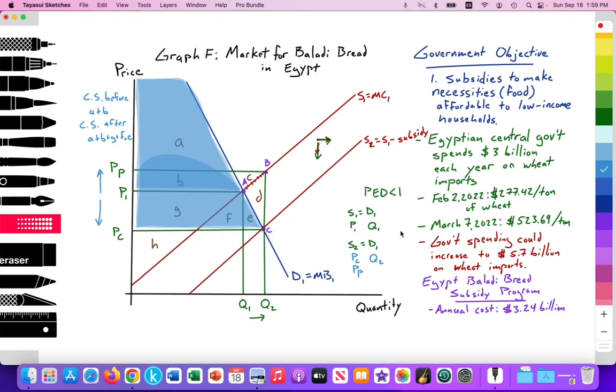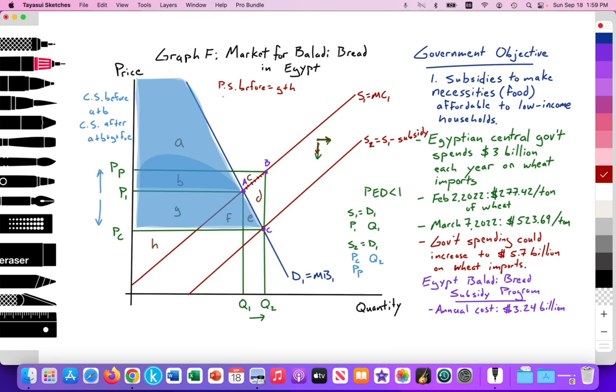Okay, how about the producer surplus? Producer surplus before the subsidy was equal to areas H and G. So I'll put G plus H. Producer surplus after the subsidy increases because they get a higher price, to areas B plus C plus G plus H. So let me go ahead and illustrate that.